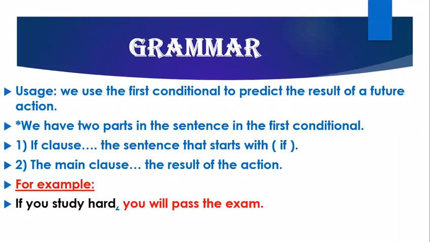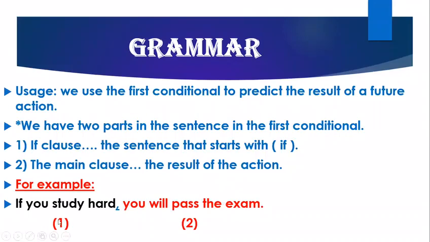For example, if you study hard, you will pass the exam. Again, what will happen if you study hard? What is the result? You will pass the exam. So we have here a future result, or a result of a future action. If you study hard is the action, and you will pass the exam is the result of a future action.